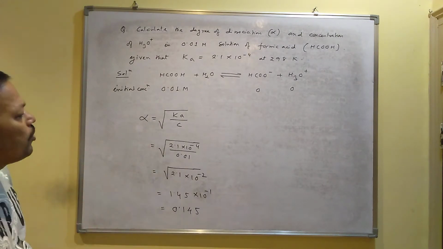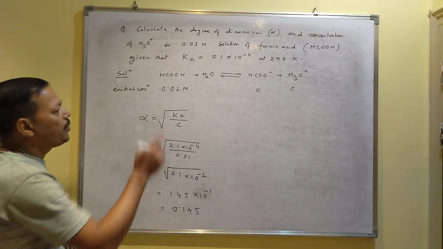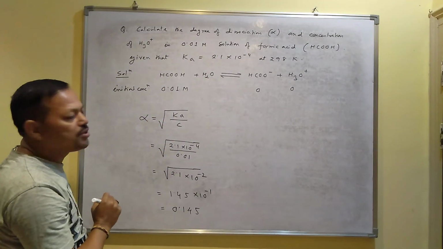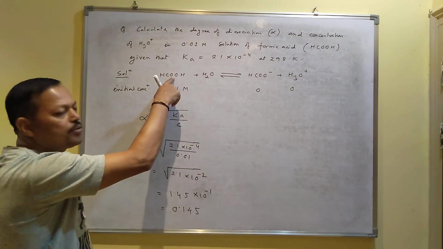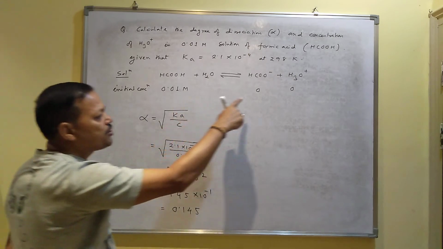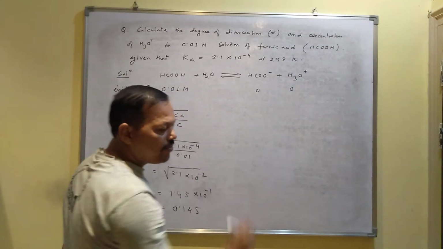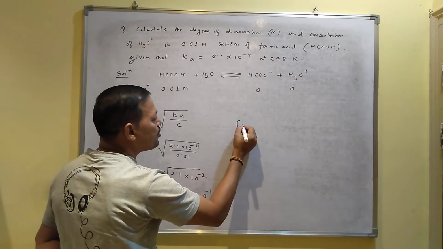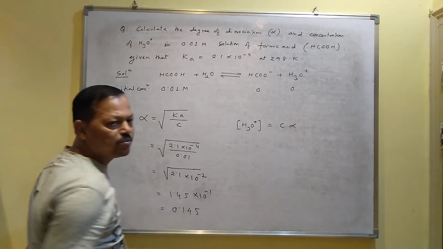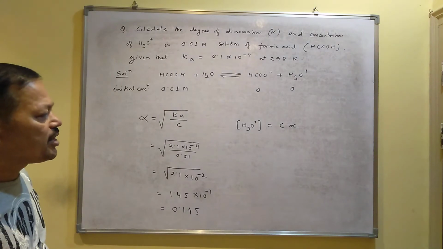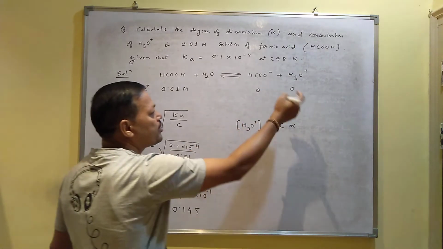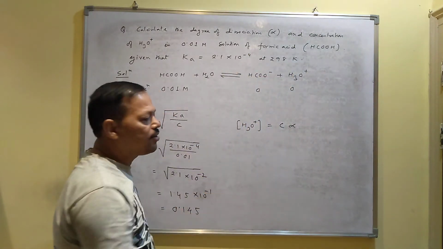So alpha you have got, and if the initial concentration is C, and if alpha is the degree of dissociation, then at equilibrium, the concentration of this one will be C minus C alpha, this one will be C alpha, this one will be C alpha. So to find out the concentration of hydronium ion, you just do C alpha. When you multiply concentration with the degree of dissociation, you will get the concentration of the products, for hydronium ion, for formate ion also.